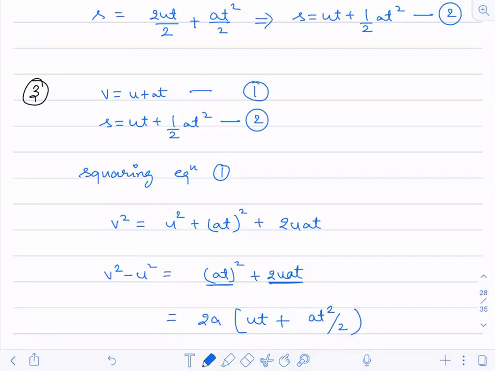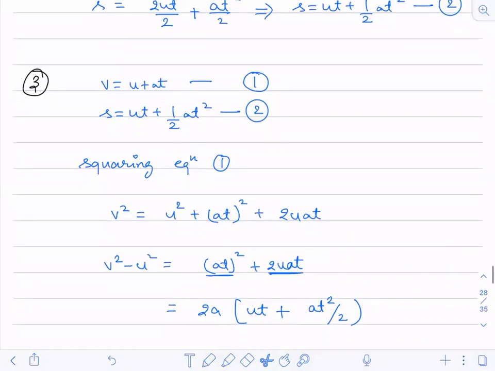So just check whether we have done it correctly or not. 2a into at square by 2: this 2 and this 2 get cancelled, giving a square into t square. So whatever we have taken common and written over there is absolutely correct. We have checked that also.